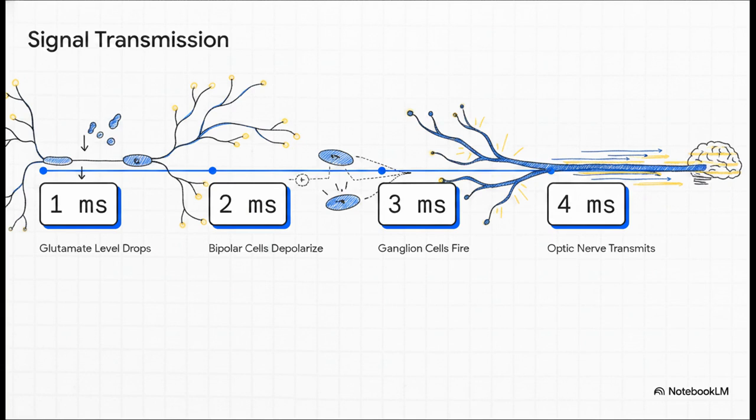Check this out. In millisecond 1, the glutamate level suddenly drops. Now, remember those intermediate bipolar cells waiting right next door? A decrease in glutamate actually removes an inhibitory hold on them. So in millisecond 2, the ON bipolar cells depolarize. In millisecond 3, they pass that excitation right onto the ganglion cells, converting the graded signal into a full-blown action potential. By millisecond 4, that electrical impulse is rushing down the nerve fibers through the optic nerve all the way to your visual cortex to be processed.